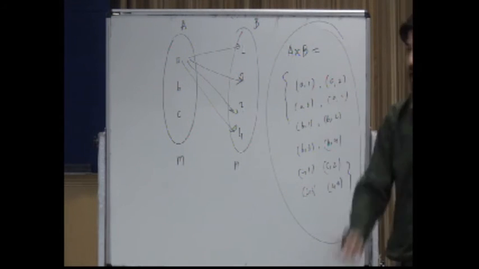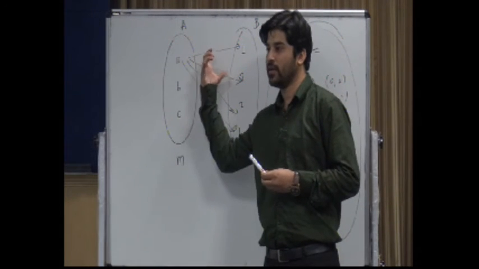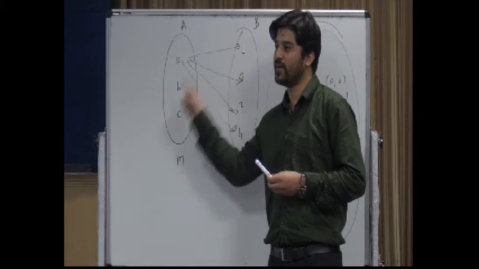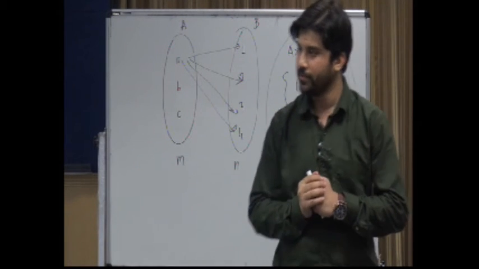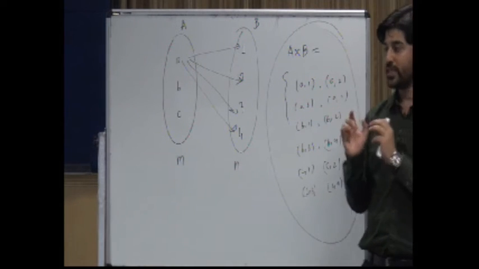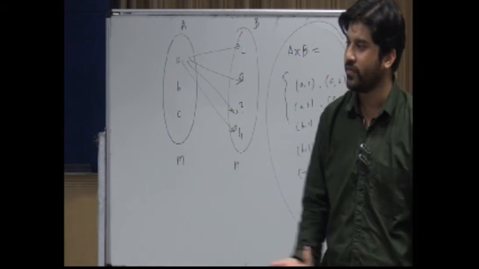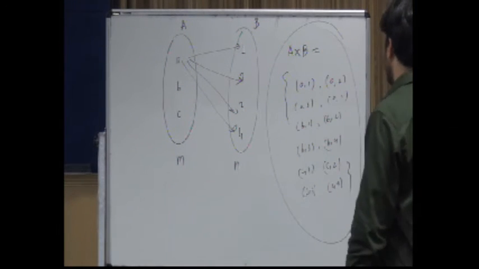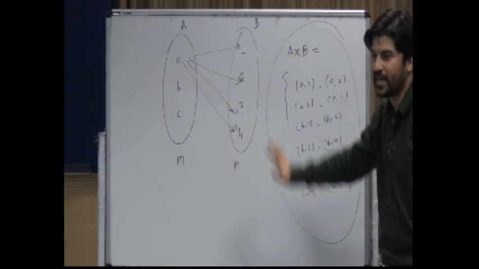Understood? And the order will be important. If I say A cross B, it is A1. If I say B cross A, it would be 1A, 1B, 1C, right? So abscissa and ordinate are important, right? Understood? So this is basically the Cartesian product of 2 sets, which is also a set, a collection of elements. Now, if I ask you, how many subsets can I create out of it?